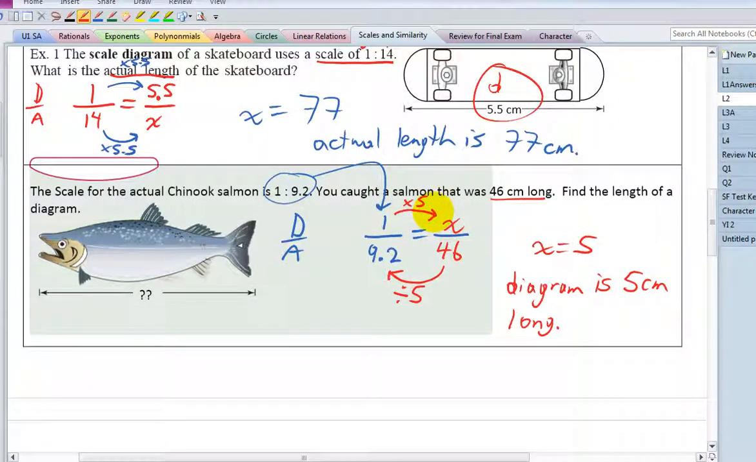Okay? Kezia, why is X on the top? What number is 46? You caught a salmon. So this would be your actual measurement, because that's the length of the true salmon. So that must go in the bottom, because it's always D over A.